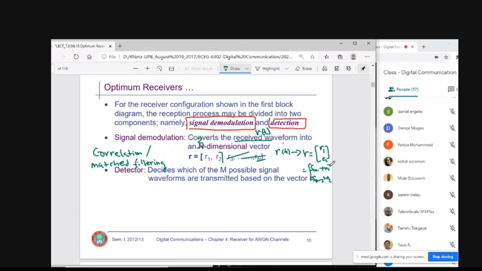Okay, so the demodulator part, which is realized either in the form of a correlation type demodulator or a matched filter type demodulator, its primary task is to convert a waveform r of t into a vector R. A vector R will have two entries, R1 and R2, and each entry is comprised of the signal part and the noise part. Now, the second block that we need is a detector. Okay?